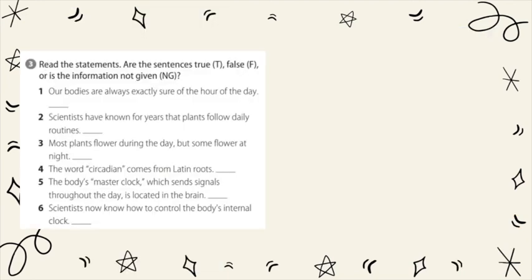Now, exercise 3. Read the statements. Are the sentences true or false, or is the information not given? So now that you read the text, you're going to choose if the sentence is true, false, or the information is not given in the text, okay?